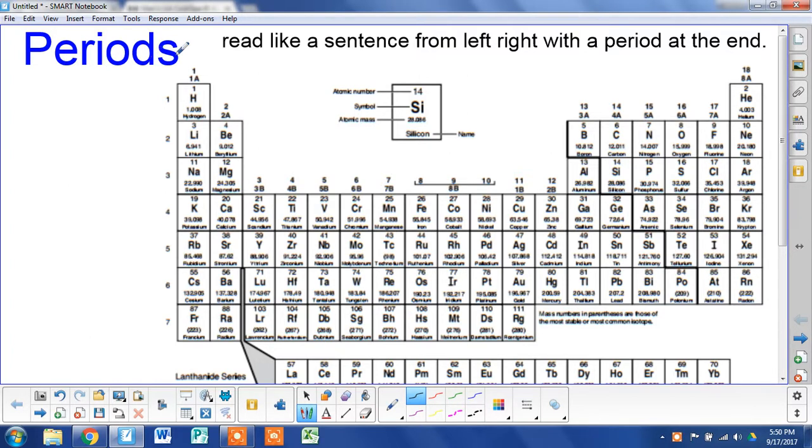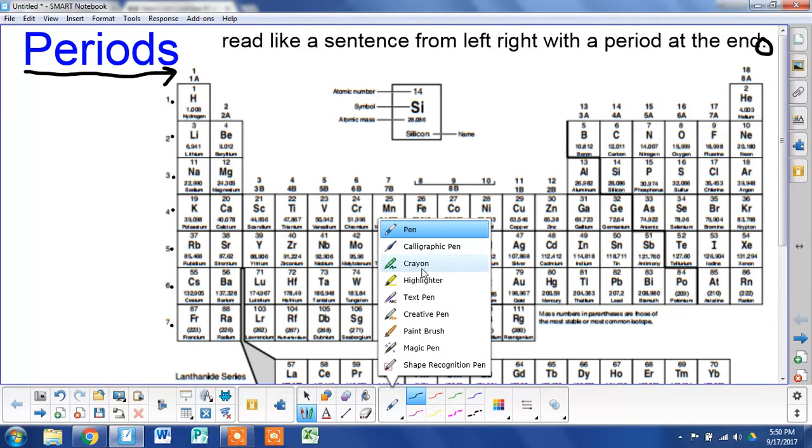Alright, we gave you a little hint and we remember periods, if we read a sentence from left to the right, there's always a period at the end. Alright, so our periods run horizontally on our periodic table of elements. There are 7 periods, so when we did our brain dump, I had you go put a period next to each one of them along the side. Right, there are 7 periods on our periodic table of elements.